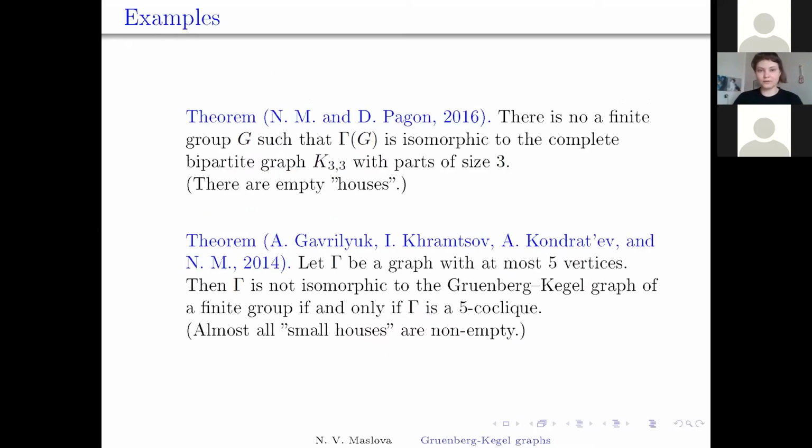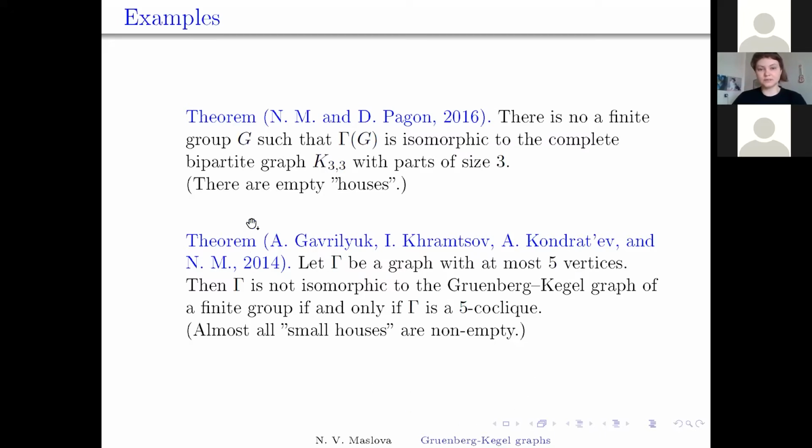Moreover, there are some houses which are really empty. There are no groups living in this house. For example, our result with Dušan Pagon from Slovenia 5 years ago: there are no finite groups whose Gruenberg-Kegel graphs are isomorphic to the complete bipartite graph with parts of size 3 and 3. And there are several more known examples of graphs which are not realizable as Gruenberg-Kegel graphs of finite groups, and it's another direction of investigation. I will not mention these results, but they exist.